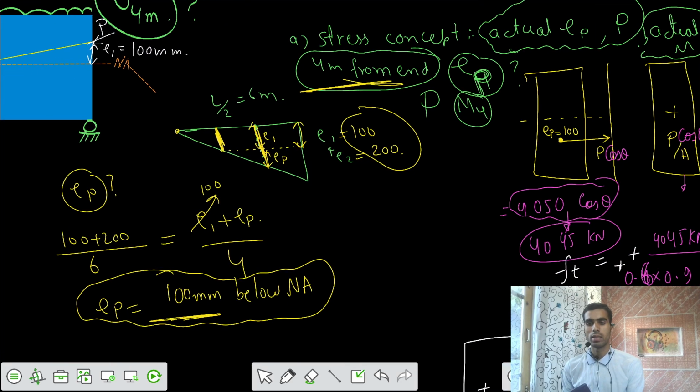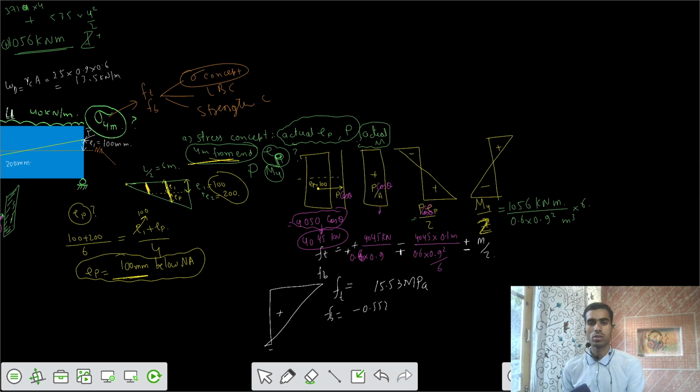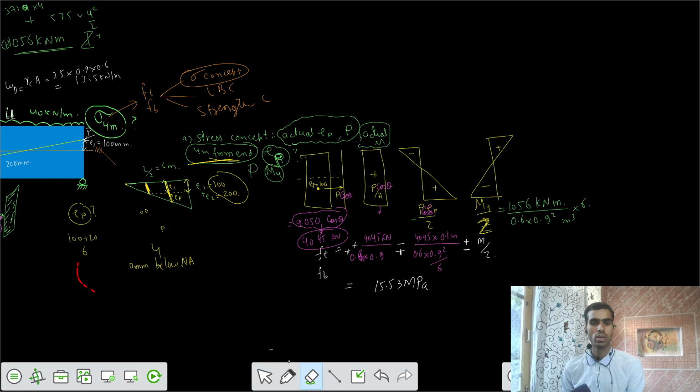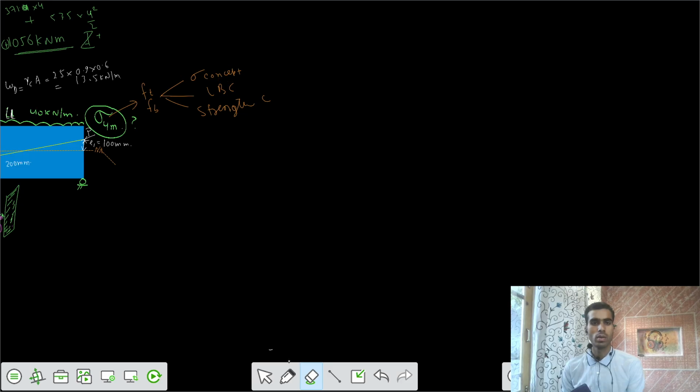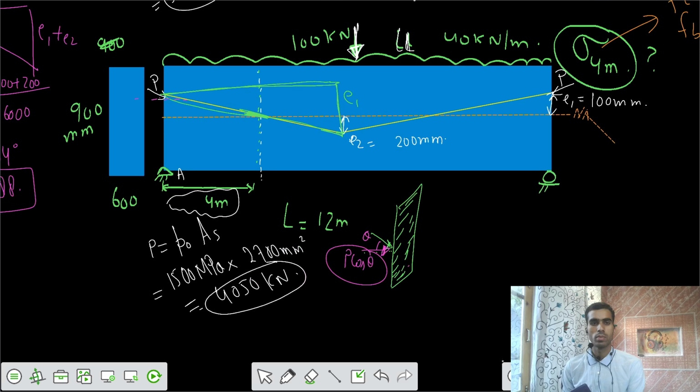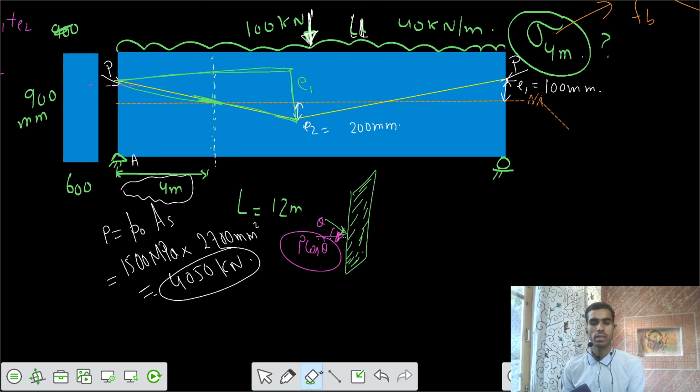Let's go for the load balancing concept now. So what does the load balancing concept say?